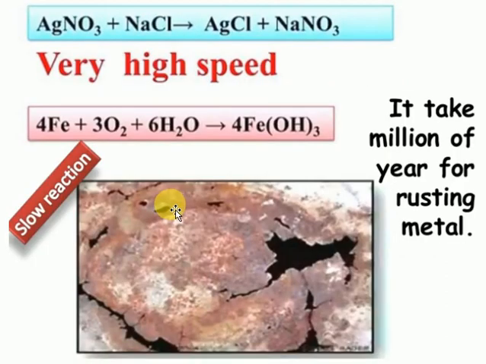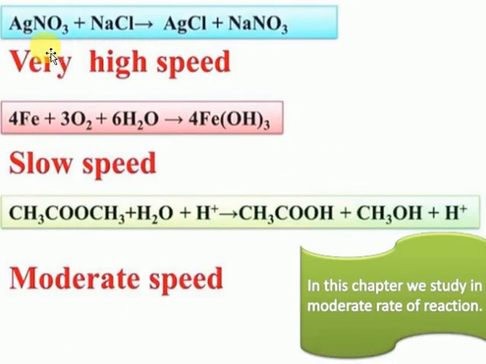You can also see the rusting of iron, which is an undesirable process. Whenever iron reacts with oxygen in the presence of moisture, it forms ferric oxide, which is rusting. But rusting may take 3, 4, or 6 months; a huge amount of time is required. So chemical kinetics never discusses slow chemical reactions; it focuses on moderate reactions. Silver nitrate plus sodium chloride forming silver chloride plus sodium nitrate is a very high speed reaction. Rusting of iron is a slow chemical reaction.